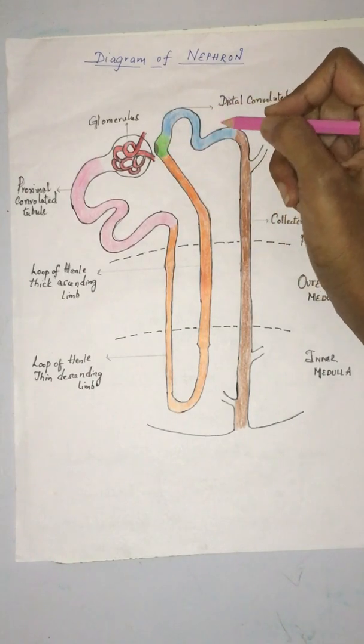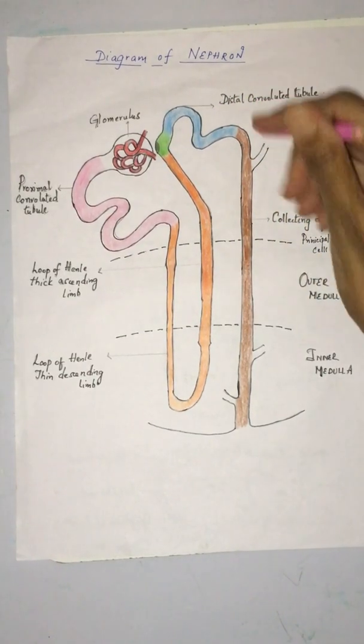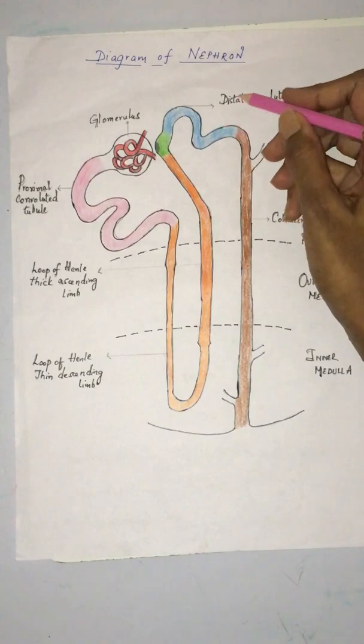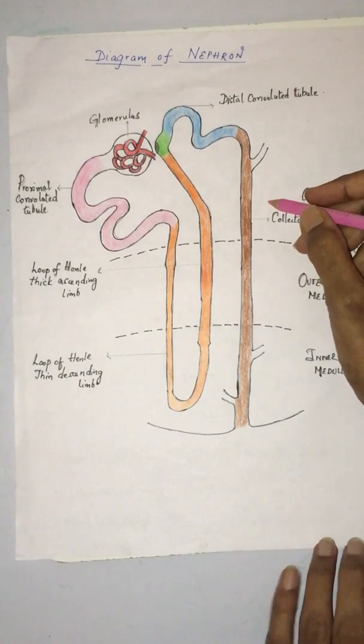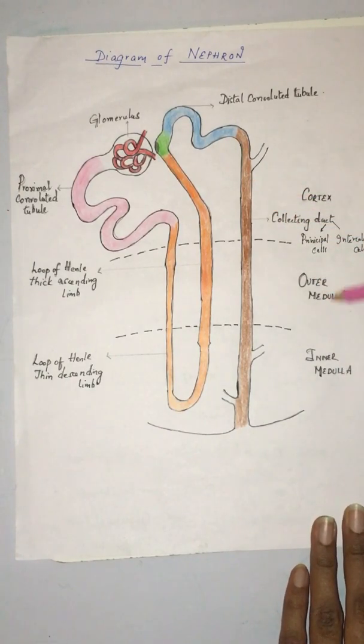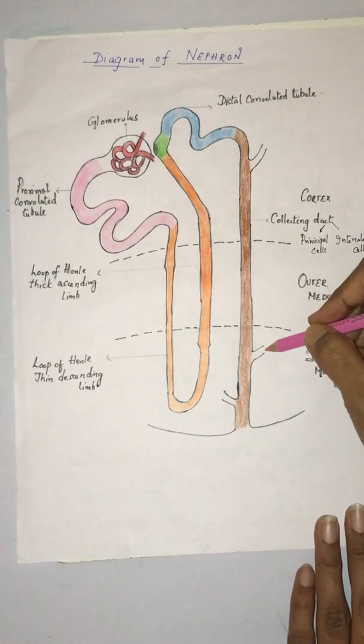Next comes the distal convoluted tubule. The distal convoluted tubule is about 5 mm long. Then it continues as the collecting duct. The collecting ducts are 20 mm long. They pass through the renal cortex, outer medulla, and inner medulla, then empty into the pelvis of the kidney at the apices of the medullary pyramids.